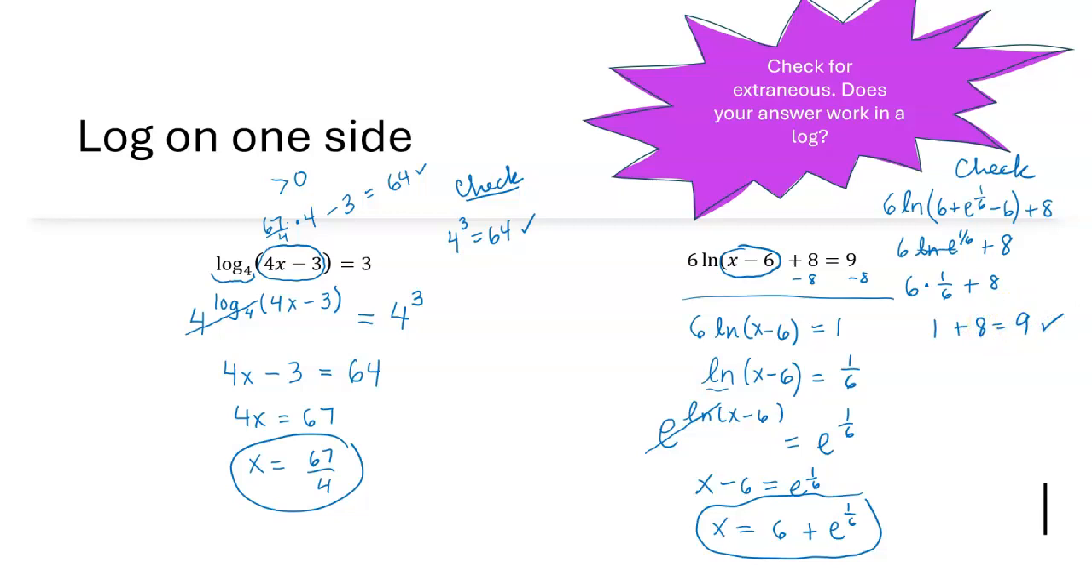Checking for extraneous solutions means you're going to look to see if your answer works in a log, and you're also just going to check to see if it works. I'm going to make a second video for the other type of log problem, so this particular lesson has 2 videos.